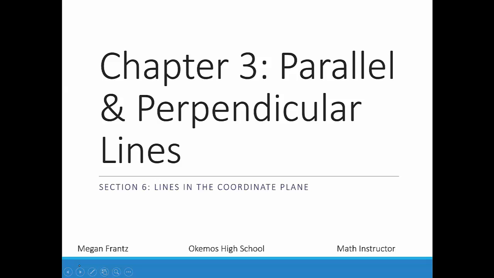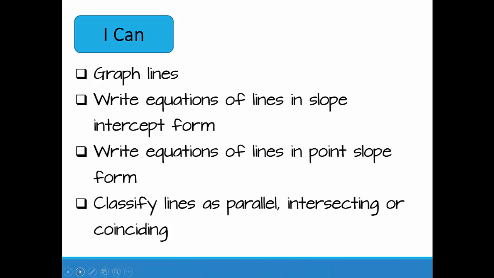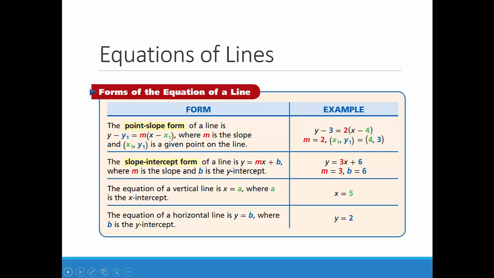Chapter 3, Section 6 is about lines in the coordinate plane. So we're going to travel back to algebra land again. And by the end of this lesson, you should remember how to graph lines, how to write equations of lines in slope-intercept form, how to write equations of lines in point-slope form, and be able to classify lines as parallel, intersecting, or coinciding. So refresh your memory a little bit.